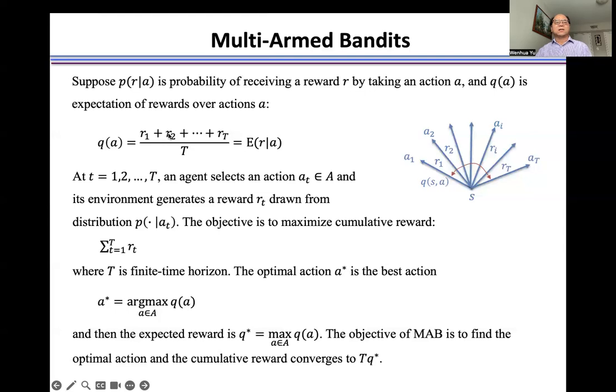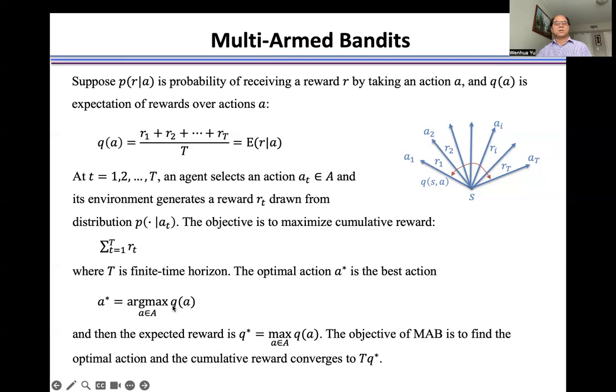So suppose P is the probability of receiving reward R by taking action A. Q is the expectation of reward over actions A. That means this expected reward is the average of the cumulative reward. So the objective is to maximize this cumulative reward.